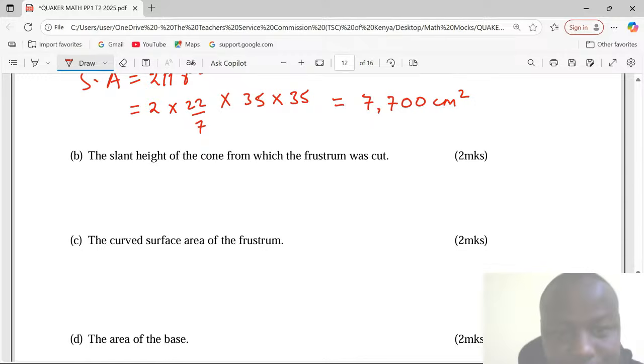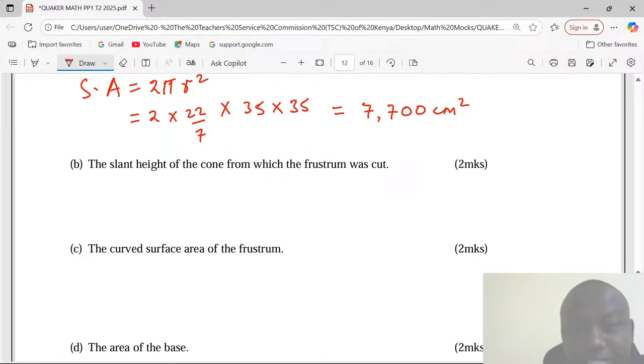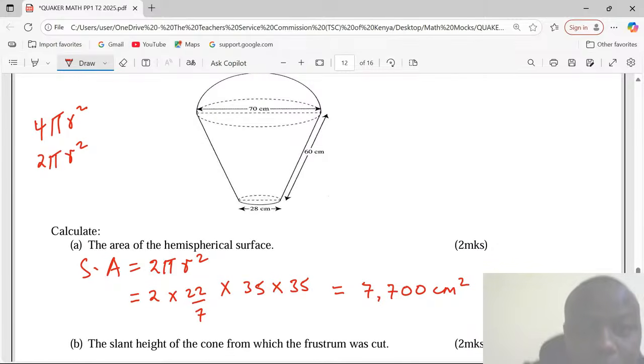Calculate the slant height of the cone from which the frustum was cut. Slant height of the original cone, in other words. So we're going to assume an original cone where this frustum was obtained. This original cone has a certain slant height. So there is a small slant height, small letter L, which was cut off for us to obtain this frustum.